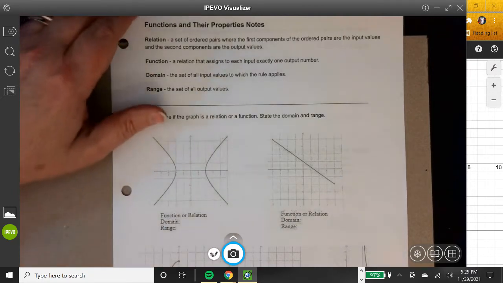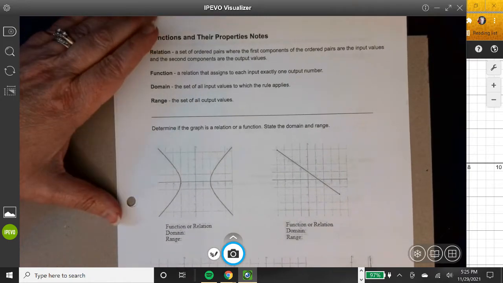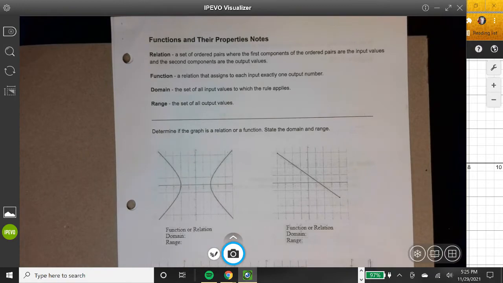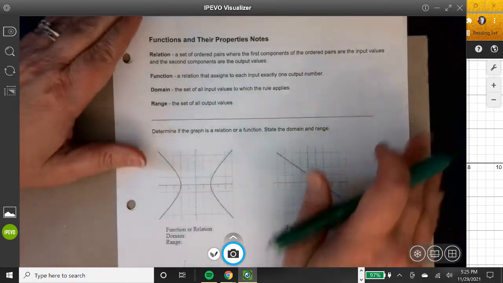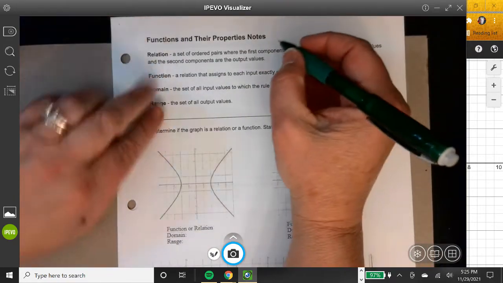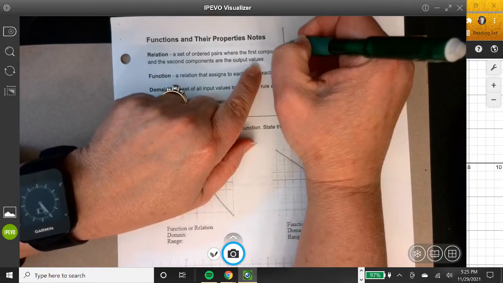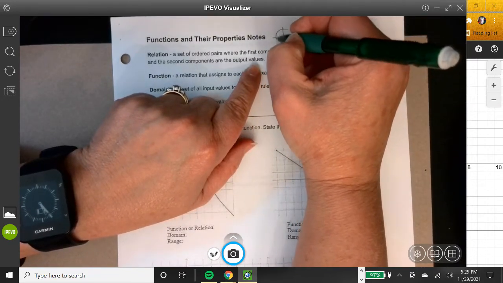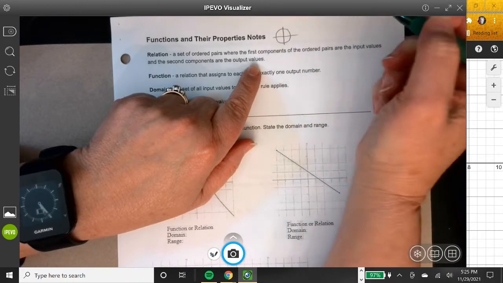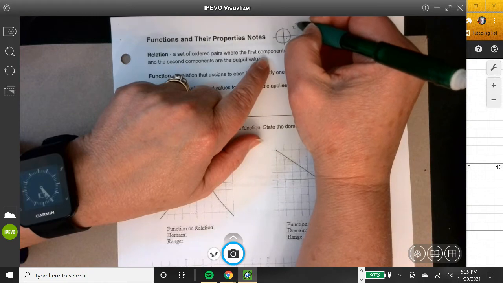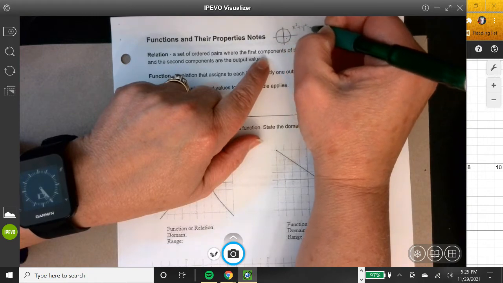And a very common relation is one that you learned in Algebra 2, or if you learned it in pre-cal, which is the unit circle. So the unit circle is a famous relation. I'm going to draw the unit circle here. Here we go. The unit circle is a circle centered at the origin that has a radius of 1, and its equation is x squared plus y squared equals 1.